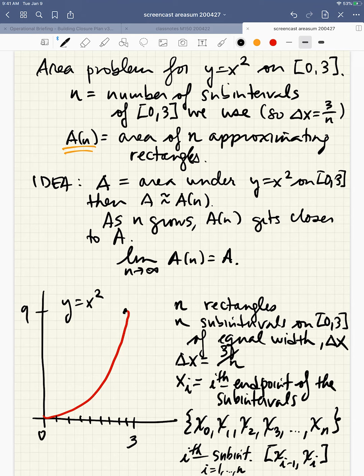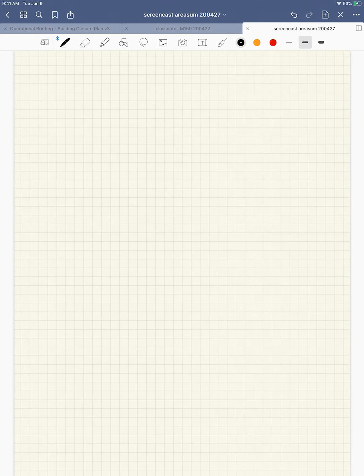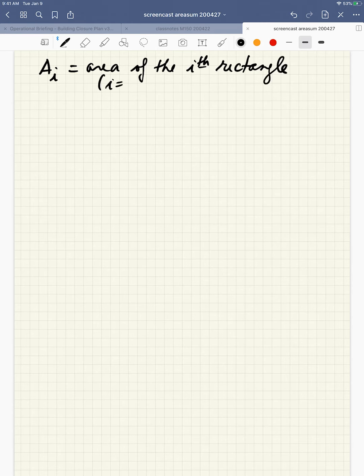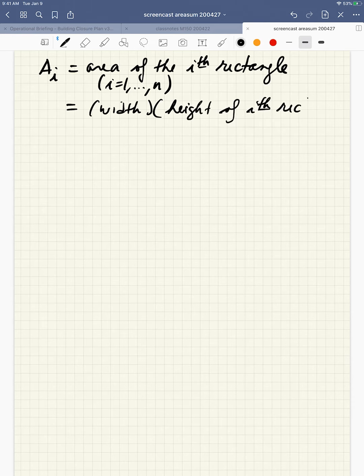Let me turn the page. So what I want to do is say let A sub i be the area of the ith rectangle, where i goes from 1 to n, just like the subintervals from the previous page. So the area of the ith rectangle is going to be its width times the height of the ith rectangle. Now the widths are all going to be the same. That's going to be 3 over n.